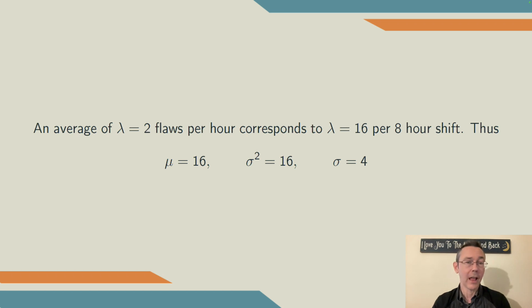So, if there's an average of 2 flaws per hour, that corresponds to an average of 16 flaws in an 8-hour shift. So I'm doing just 8 times 2 to get that 16. And so since lambda is 16, that's both the expected value and the variance. The standard deviation for a random variable with this distribution, representing the number of flawed boxes in a shift, is going to be 4.